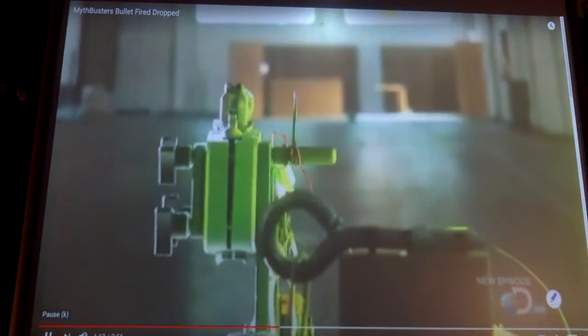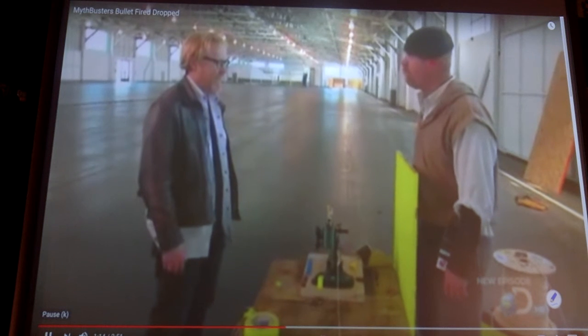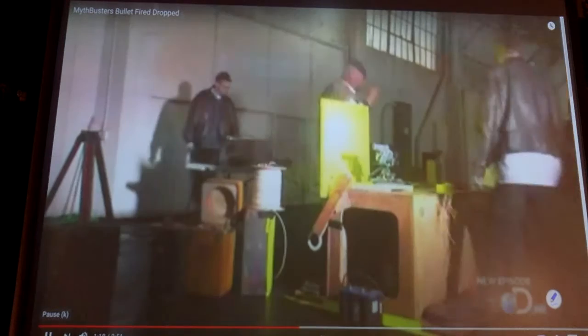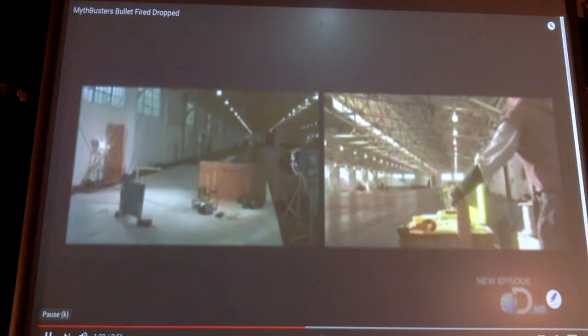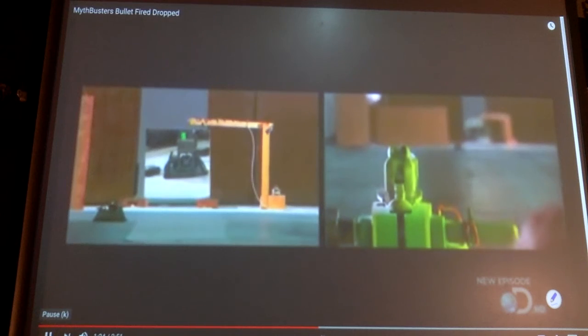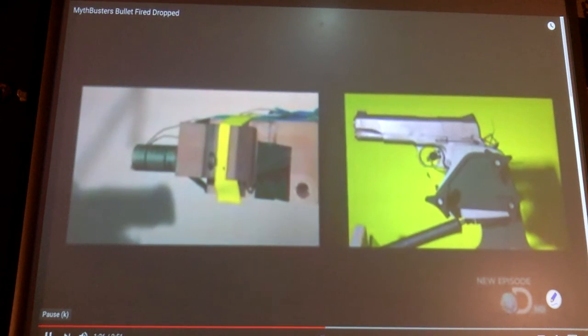All right, dude, you ready to do this for real? I think we'll hit it on the first shot. Really? Oh, yeah. You never make predictions. That's awesome. Bullet dropped versus fired. In 3, 2, 1.